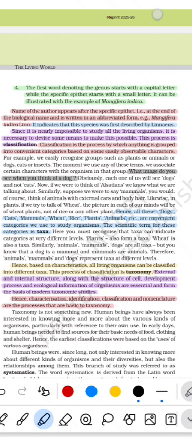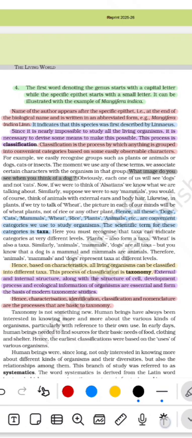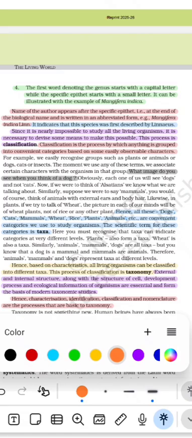Now, if you were to think of an Alsatian, you know what we are talking about. We have one kind of wolf, I think. Similarly, suppose we say mammals. You would of course think of animals with external ears like us, because we also are mammals, and body hair.